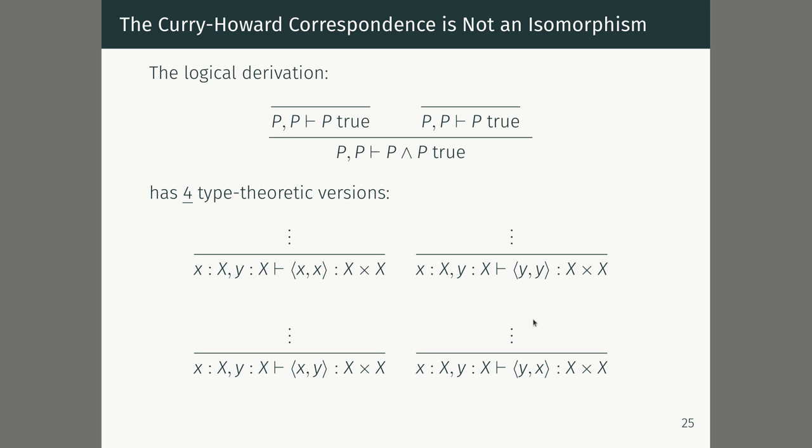But if you go look these things up on the internet, occasionally you'll see people talk about the Curry-Howard isomorphism. And technically, it is not an isomorphism. And the reason for that is that the logical derivations and the type theoretic derivations are not in one-to-one correspondence. So at the top, what we've got is a proof that from the two assumptions P and P, we can prove that P and P is true. And so, how do you prove a conjunction? Well, you use and introduction, and that says from P and P, we have to prove that P is true. And this is a perfectly fine proof. It is one proof in the natural deduction calculus of Gentzen, but it corresponds to four typing derivations in the simply typed lambda calculus.